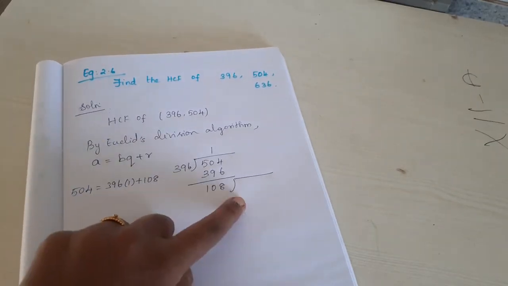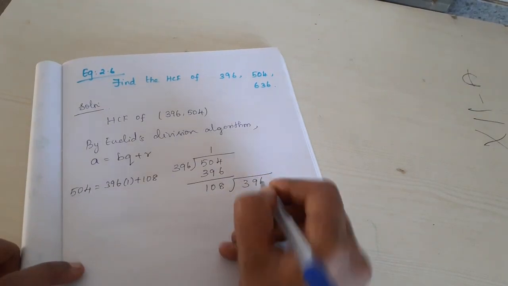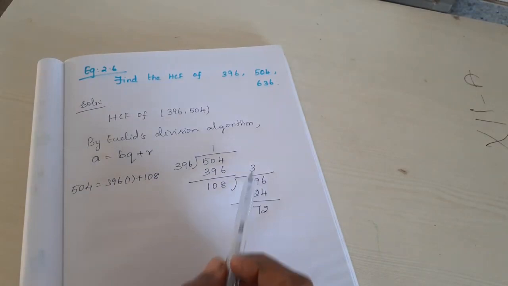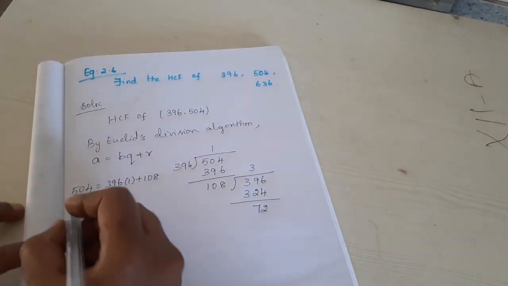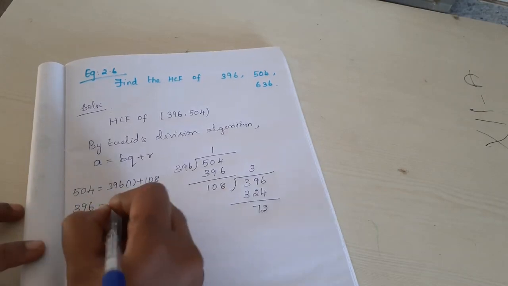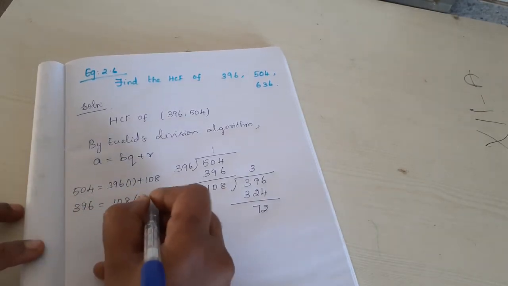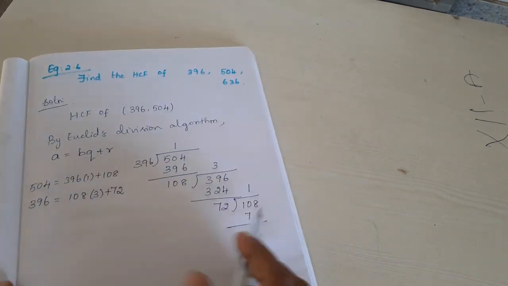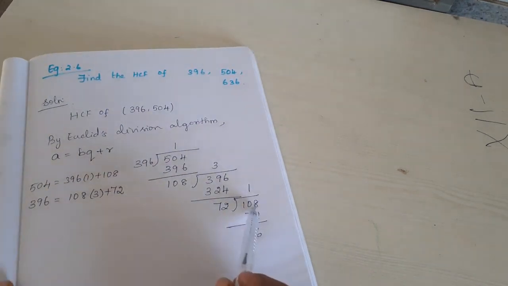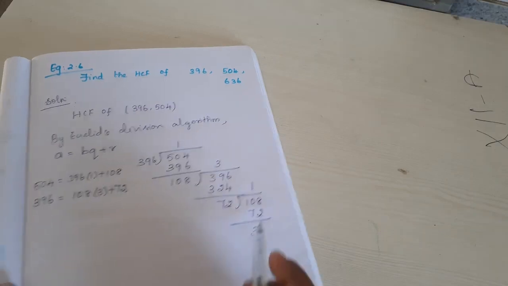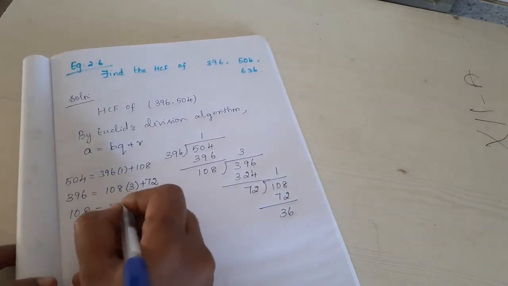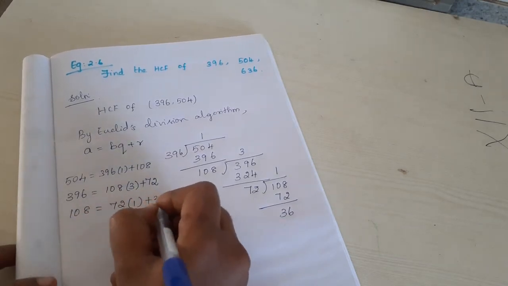Now this divisor becomes the dividend. So 396: how many times? 3 times. When we take 3 times, that means 324 and the remainder is 72. Here also we are not getting 0. So 396 is equal to 108 into 3 plus 72. Again we need to repeat this. So now see this, 108 will come inside and 72 one time, and the remainder is like this. Here also we are not getting 0. So 108 is equal to 72 into 1 plus 36.